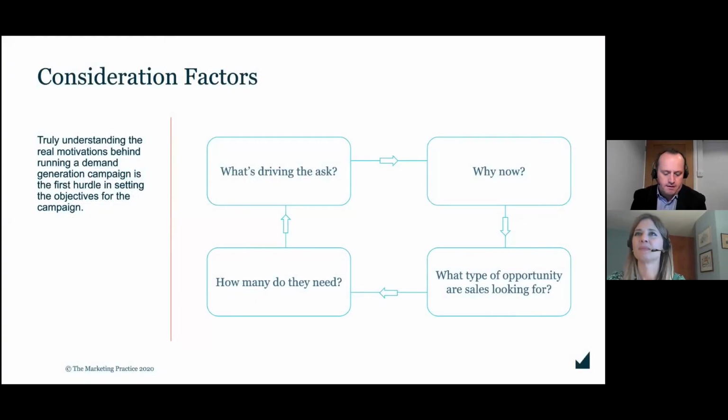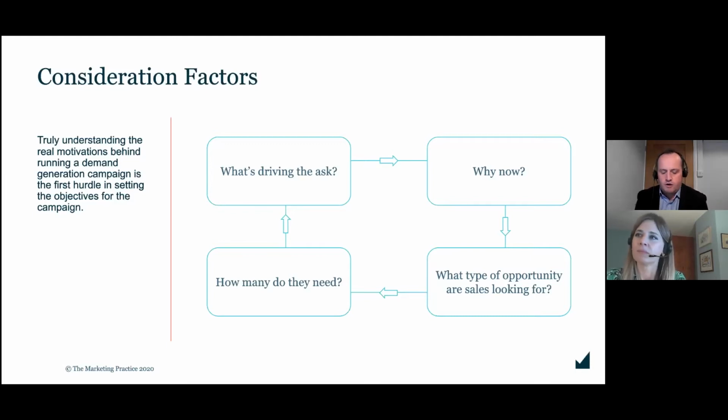So I think, to set the context, I always start with: if generating demand was easy, there'd be no need to run demand generation campaigns. And that's the start point for how I think about demand and the kinds of things we need to consider when setting objectives. For me, it's all about understanding the context of why we need to run the demand generation campaign in the first place. On the screen, we've got four starter questions. This isn't an exhaustive list, but it's a good place to start.